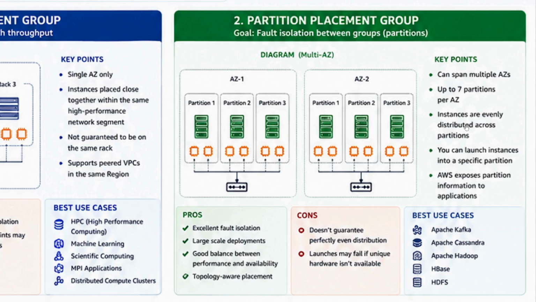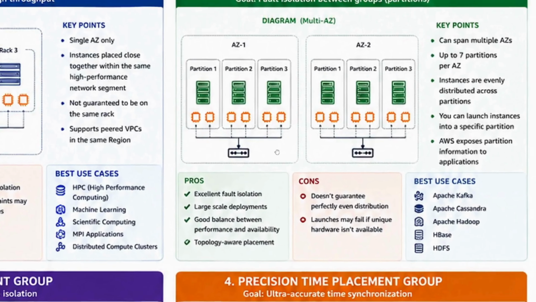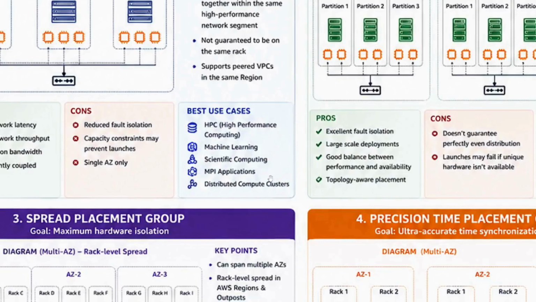And you can see that instances are evenly distributed. Here we have 12 instances and 6 partitions, so they are evenly distributed. You can even launch instances into a specific partition. You can choose the partition. That is where you will get the advantage for Kafka, etc. Just keep one thing in mind: you can have up to 7 partitions per AZ. This is the limit that you will see as far as the partition placement strategy is concerned.